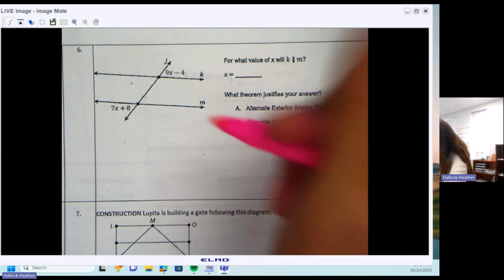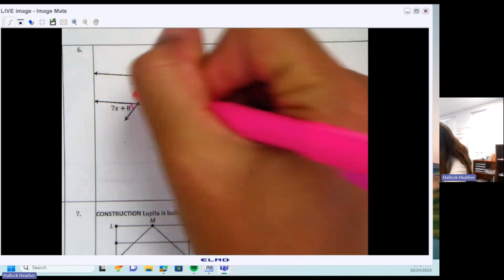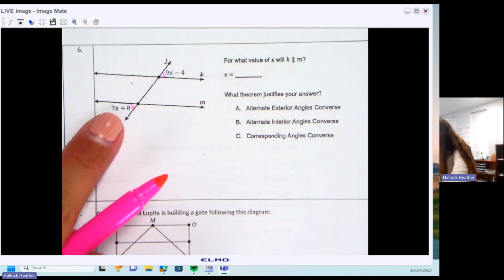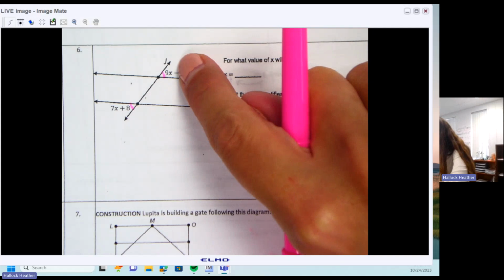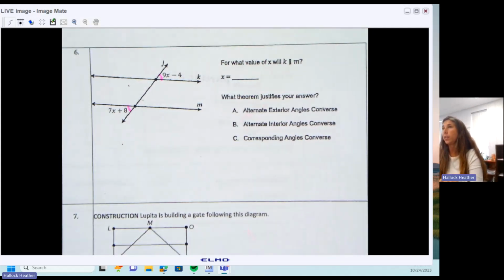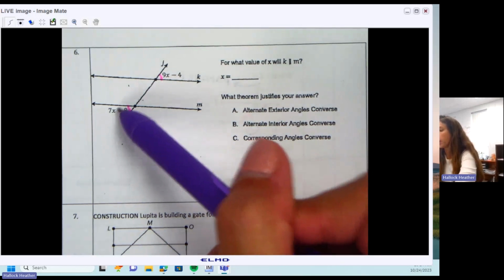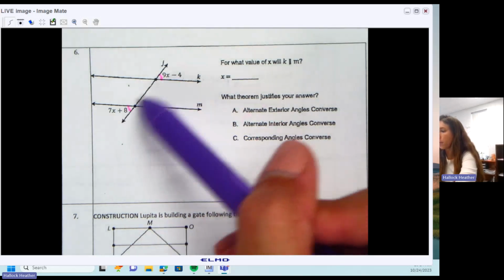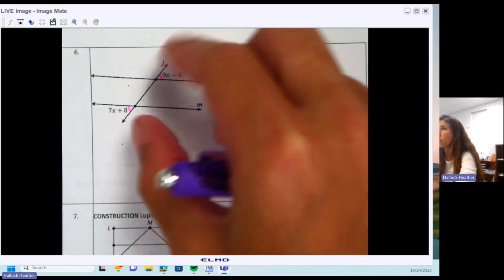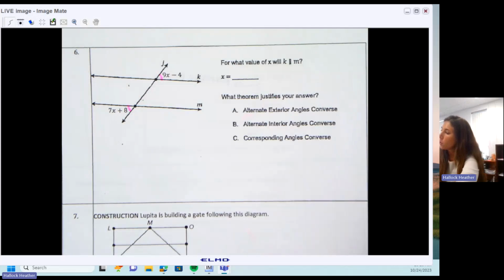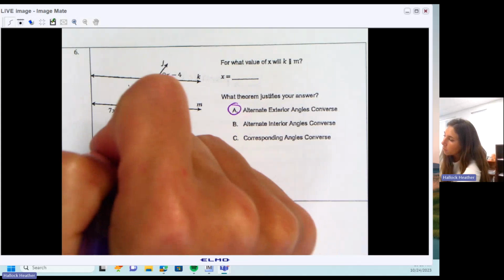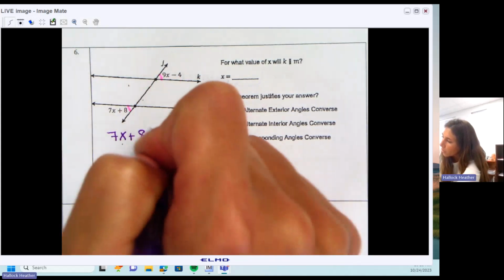So if I look at what's given, I have this exterior angle and this exterior angle. This is an acute angle. This is also an acute angle. They are congruent to each other. I know this because they're on opposite sides of the transversal. They're alternate and they're exterior. They're on the outside of that sandwich. So they're on the top of the bun. These are alternate exterior angles, and I'm going to set them equal because they're both acute angles.